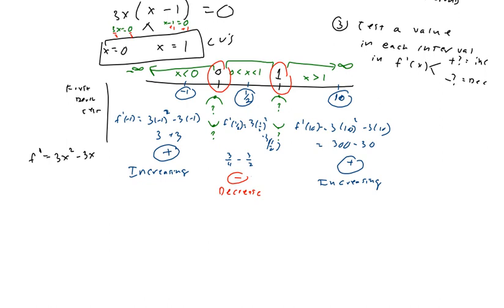So we only care about the signs. First derivative test, we only care about the signs. So now that we have this information about positive, negative, we can picture in our minds the shape of this graph.